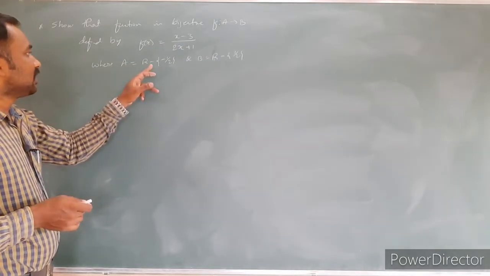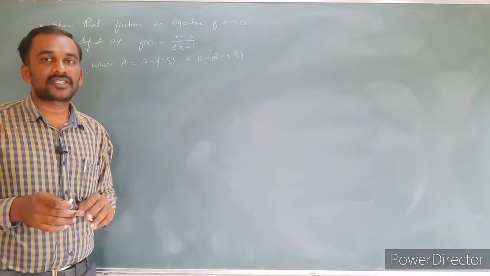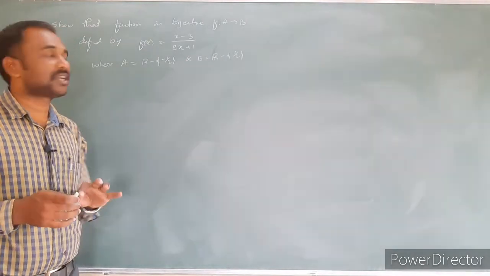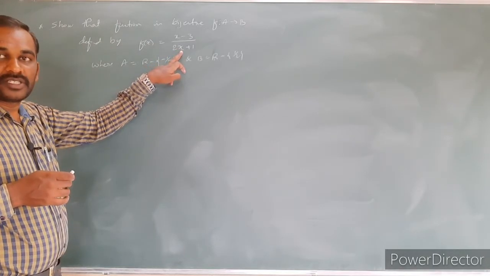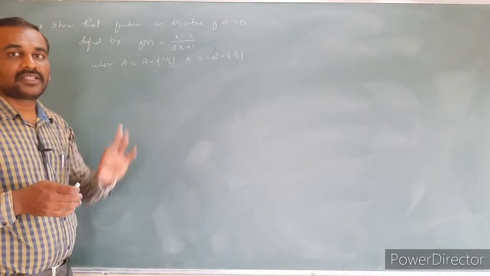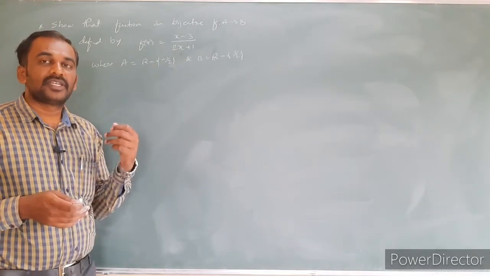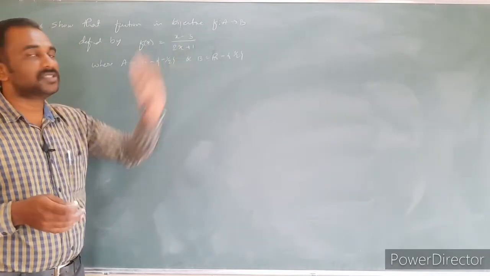A is nothing but the set of all real numbers except minus 1 by 2, and B is nothing but the set of all real numbers except plus 1 by 2. Why are they neglecting minus 1 by 2 in the domain set? Because if I replace x with minus 1 by 2, this becomes not defined. That's why they neglected minus 1 by 2. Except minus 1 by 2, all remaining real numbers form the domain of the function.